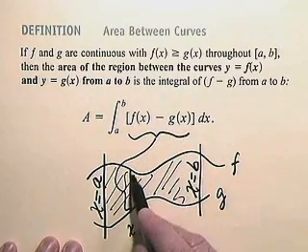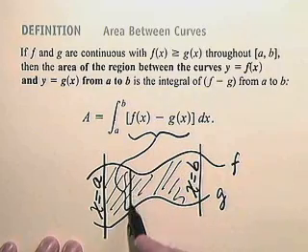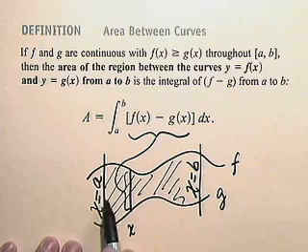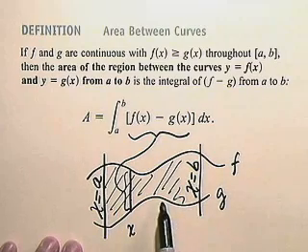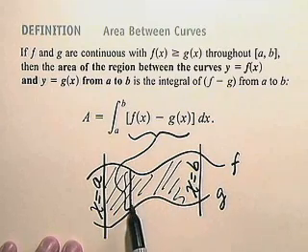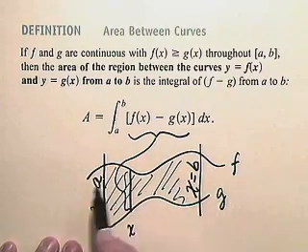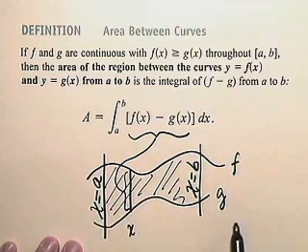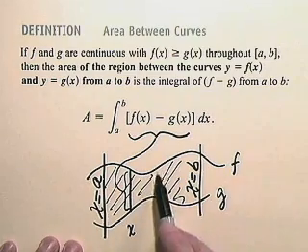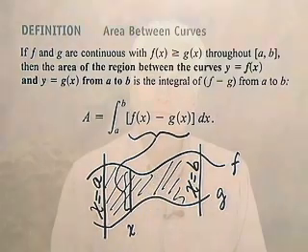And so consequently what we're doing is integrating this vertical separation distance from the left limit to the right limit, and it does not matter where the horizontal axis is. The horizontal axis could be up here, here, or here. It doesn't matter. It only matters that f is above g. Now let's work a problem where we actually calculate the area between two curves where one of the graphs is above the other.